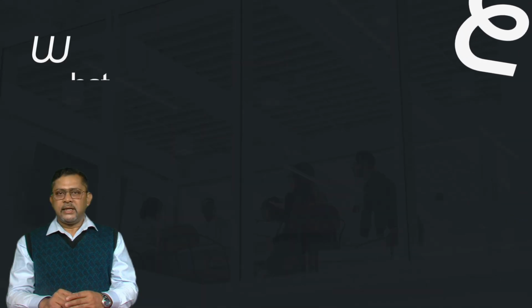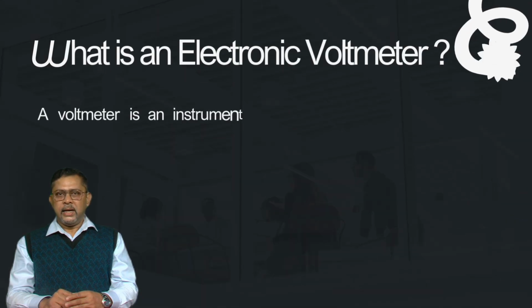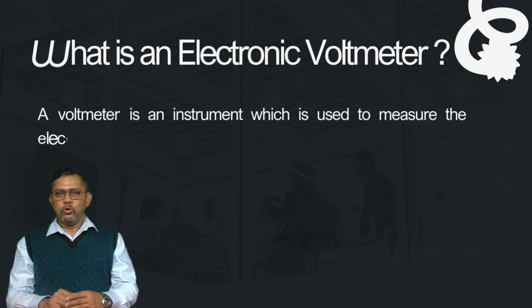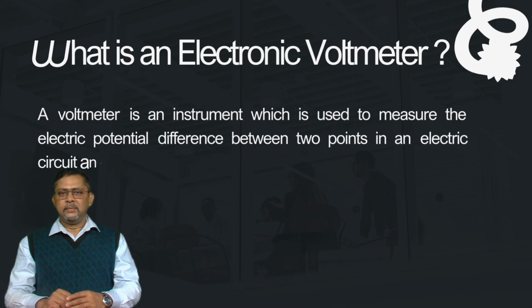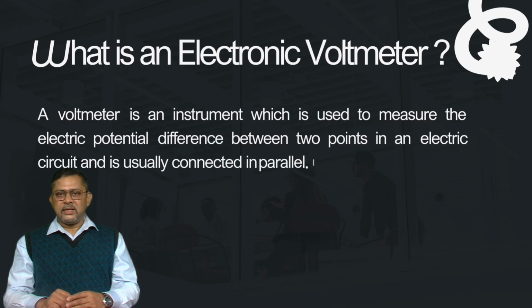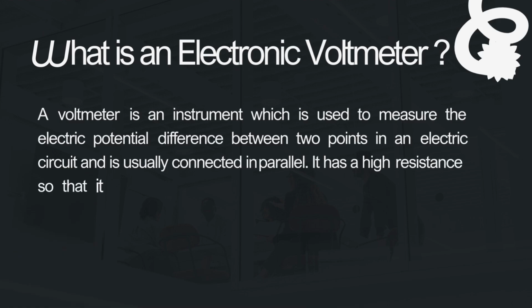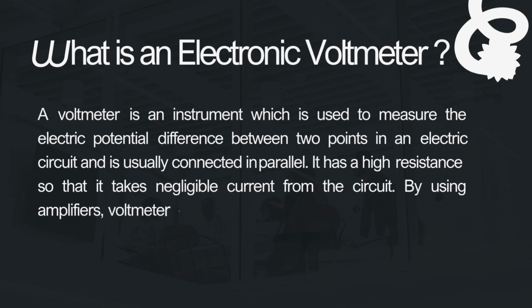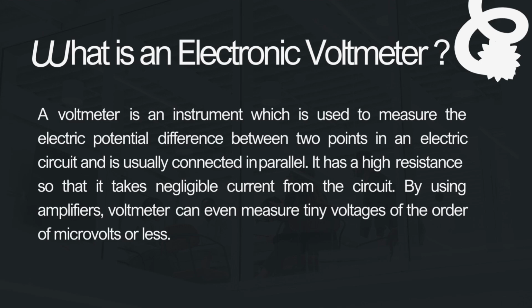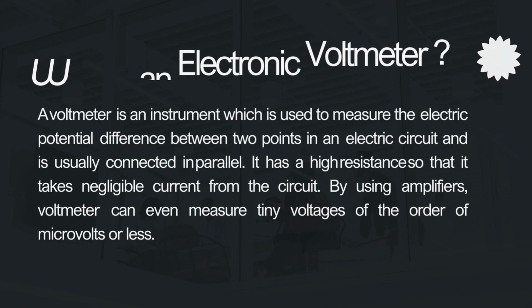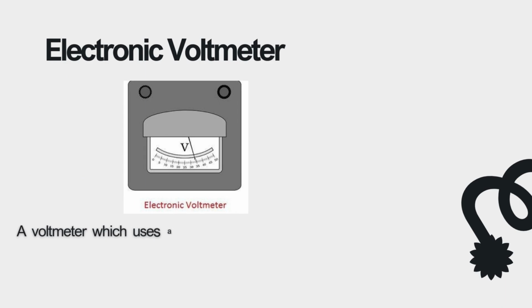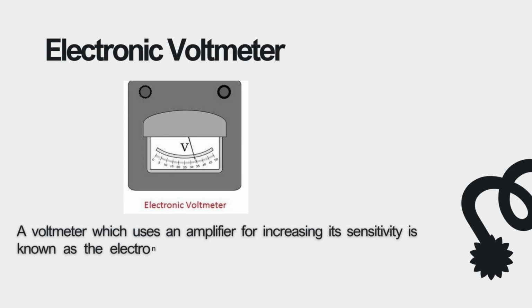Generally, a voltmeter is an instrument which is used to measure the electric potential difference between 2 points in an electric circuit and is usually connected in parallel. It has a high resistance so that it takes negligible current from the circuit. By using amplifiers, a voltmeter can even measure tiny voltages of the order of microvolts or less. A voltmeter which uses an amplifier for increasing its sensitivity is known as the electronic voltmeter.